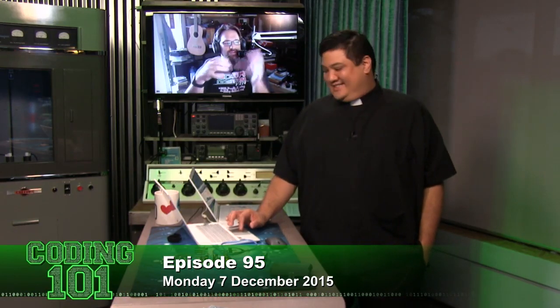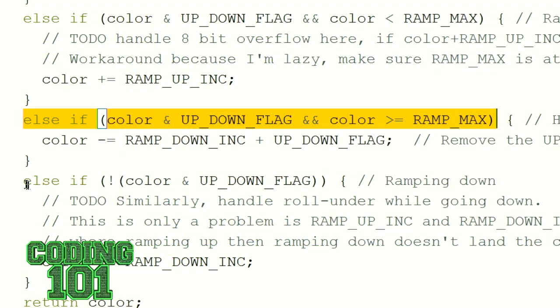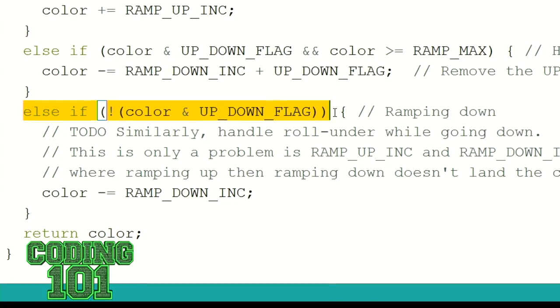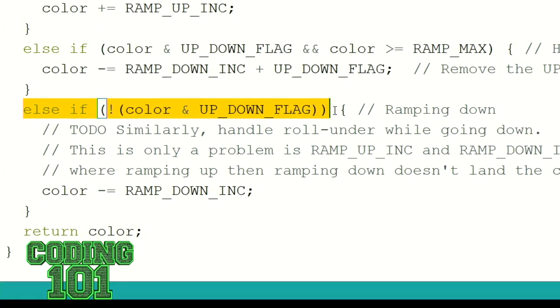And then the fourth conditional there is if not color and up-down flag. So if the up-down flag is not set, then that means that we're on our way down. And so we're going to start decrementing our ramp down increment. And so we just pull that much out.